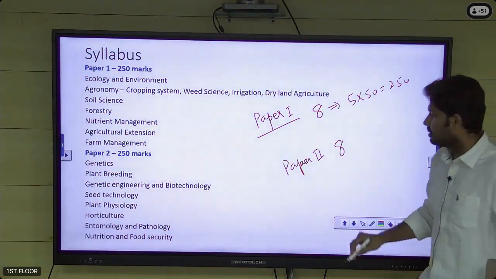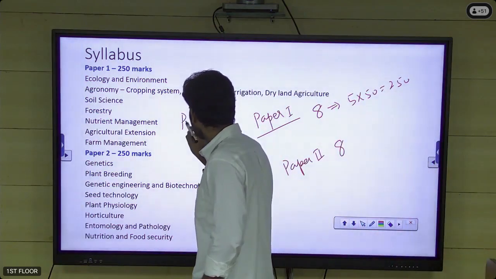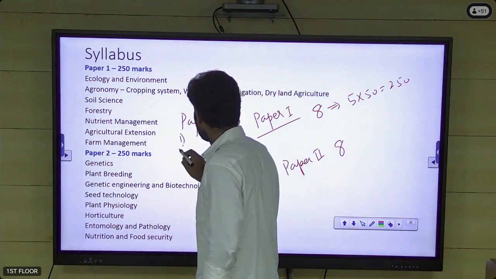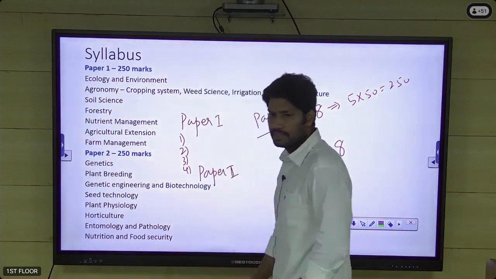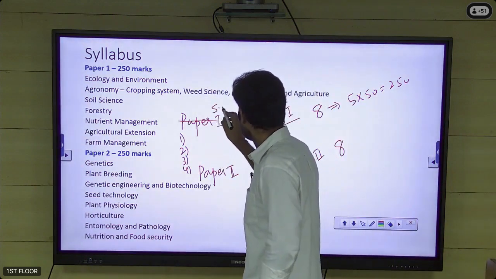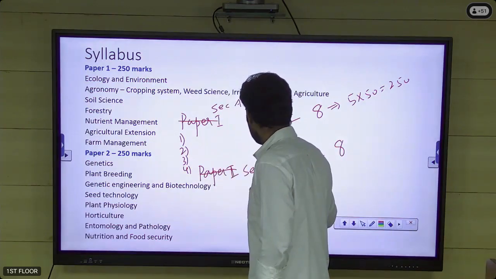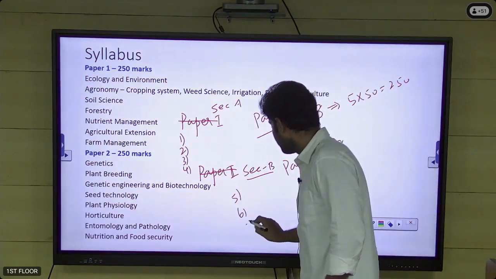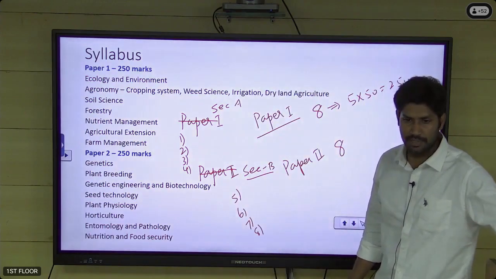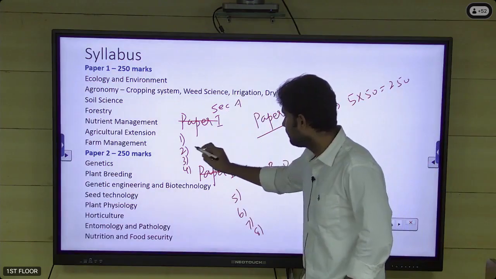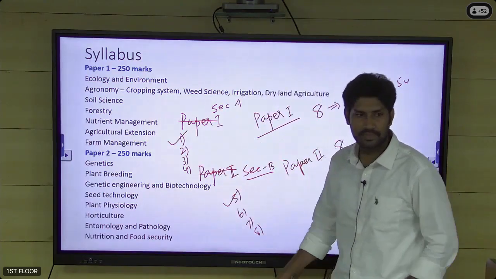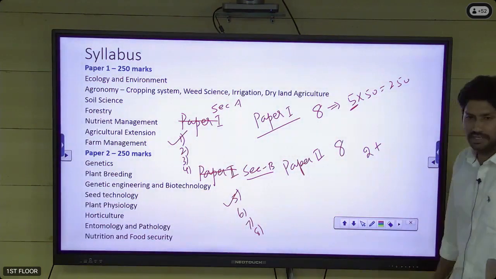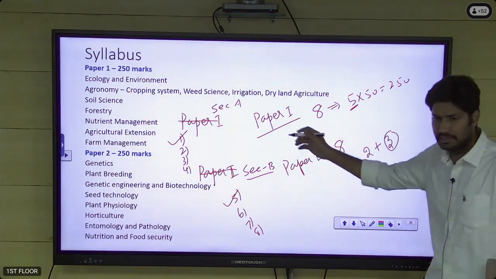But actually, there are some conditions in paper 1 and paper 2. We cannot choose any 5 questions randomly. We can divide the paper into 2 sections, section A and section B. So 4 questions in section A, 4 questions from section B, totally 8 questions in a single paper. Out of the 4 questions from section A, question number 1 and 5 are compulsory. So you have to attempt question number 1 and 5. So out of 5 questions, 2 questions are compulsory. Only for the remaining 3 questions, you can take the choice.